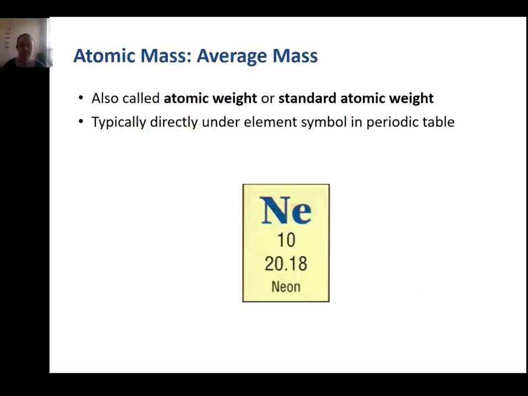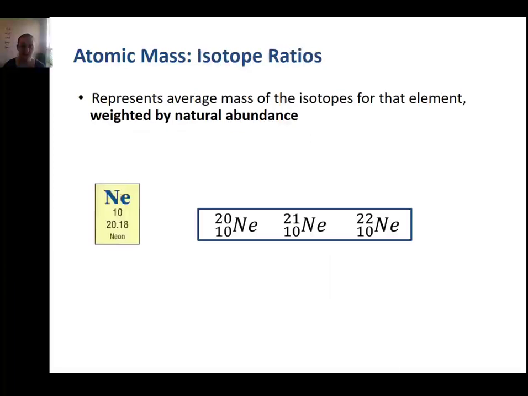Neon has an atomic number of 10, shown here, which is also the number of protons it has and the number of electrons in a neutral atom. The atomic weight is then given as 20.18. How do we arrive at that number? That's what we're going to look at in the next few slides.